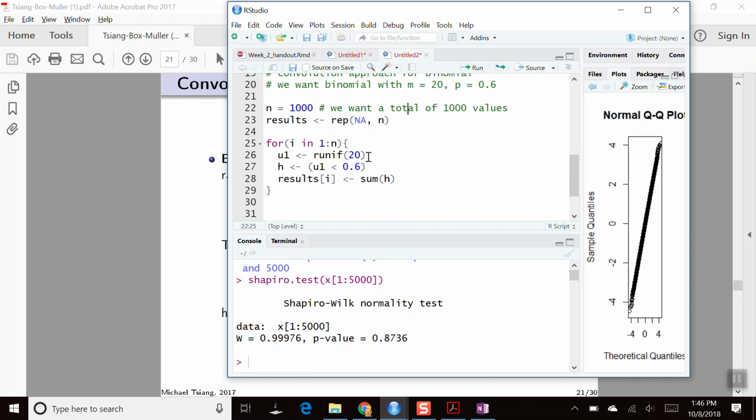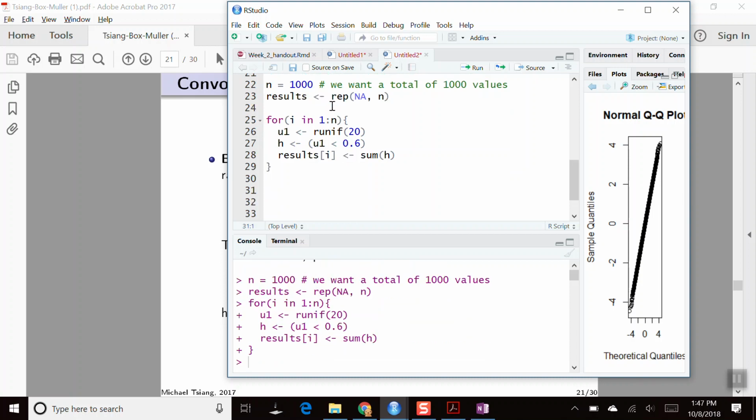So I'm just generating 20 random values and seeing how many of those values are less than 0.6. h will be a true-false vector, where the ones that are less than 0.6 will be true. I add those up, and then I store those results.